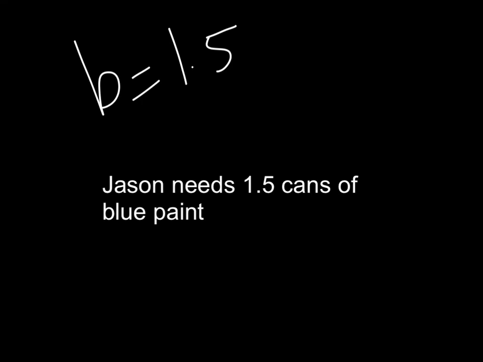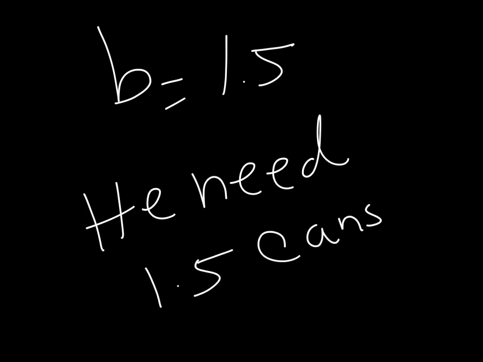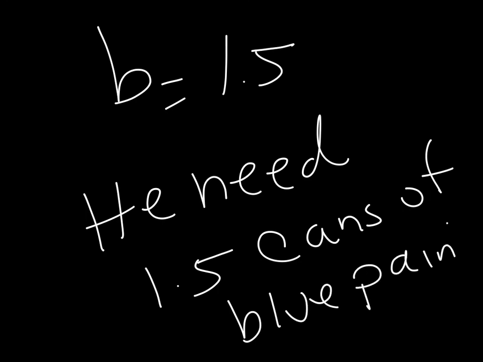Now the question becomes, what does the B equals 1.5 mean in this situation? So what that means is that Jason needs 1.5 cans of blue paint to make the green paint. What it means for this problem is that B is equal to 1.5, so he needs 1.5 cans of blue paint. And that's my final answer.